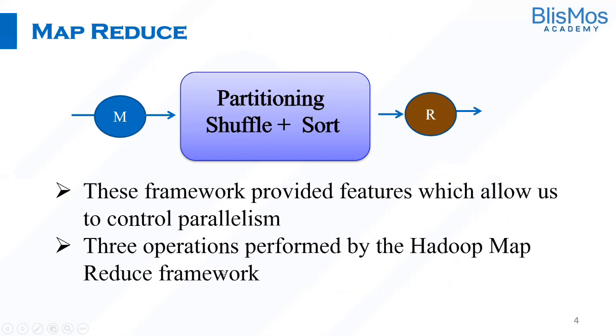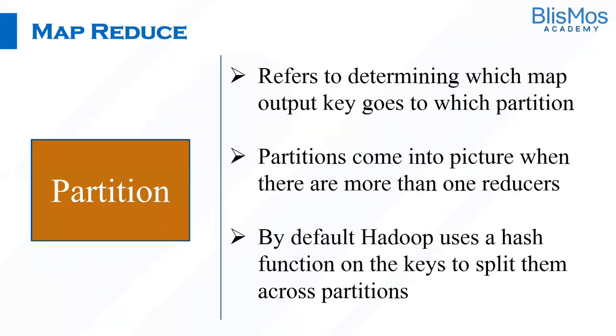These are the framework provided features which allow us to control the parallelism. These three operations are performed by Hadoop framework. First and foremost thing is partition. What is partition? Partition refers to a step where it determines which map output key goes to which partition.